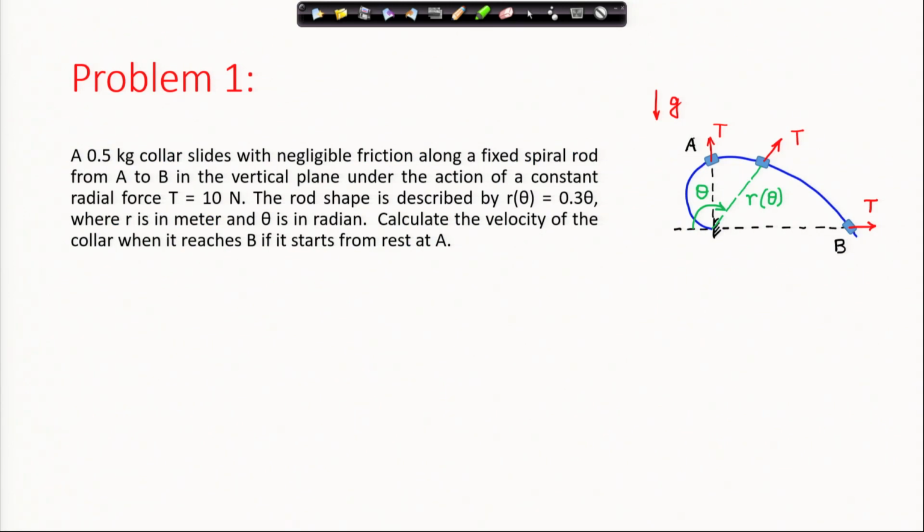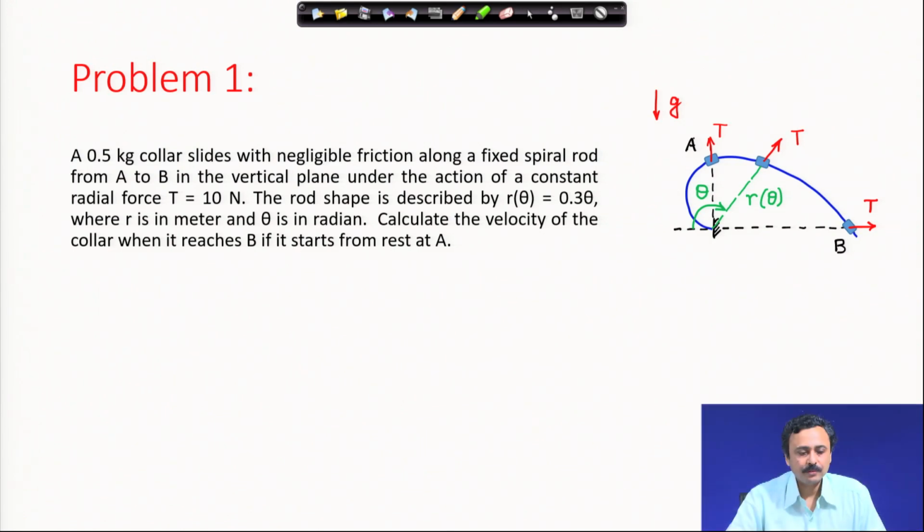Let us look at this example of a collar moving on a spiral rod. The problem statement says a 0.5 kg collar slides with negligible friction along a fixed spiral rod from A to B. A is this point, vertically above the starting of this spiral. In the vertical plane, this whole rod is in the vertical plane under the action of a constant radial force T equal to 10 Newton.